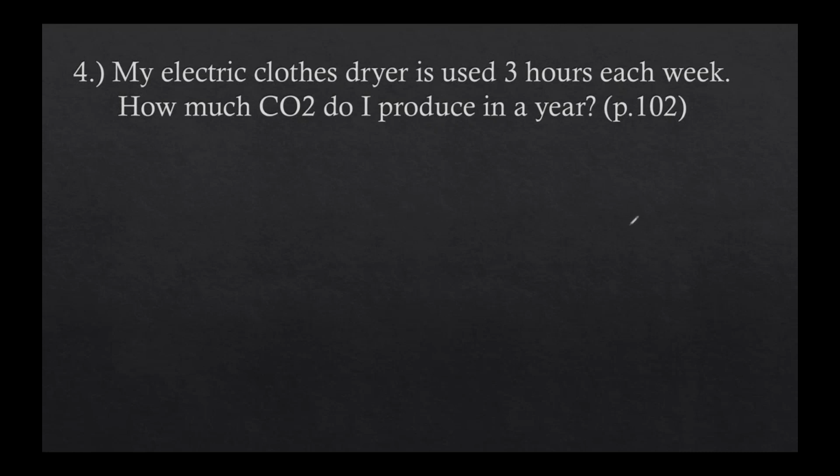All right. So a couple things that you need to pay attention to on this one. CO2 electricity, so we know we're going to use the 1.37 pounds per 1 kilowatt hour, right? You have to think of that one. Then we look at the electric clothes dryer. When you look on page 102, how many watts do you start with for the electric clothes dryer? Because that's the first piece. If you don't have the right watts, it's going to throw everything off.